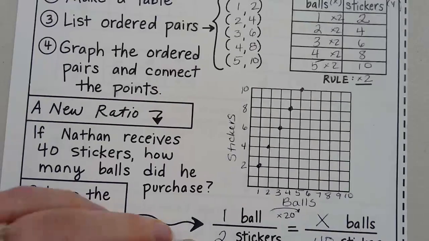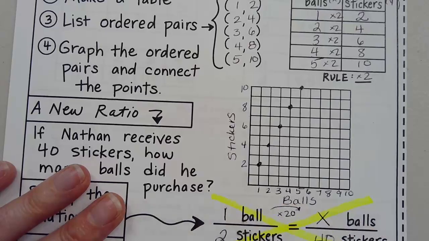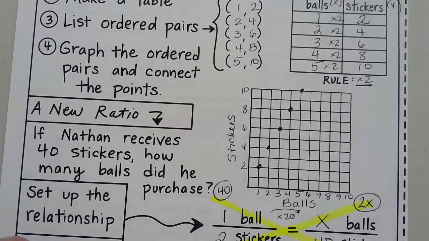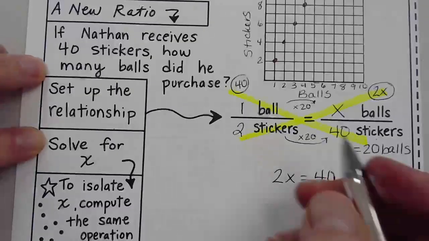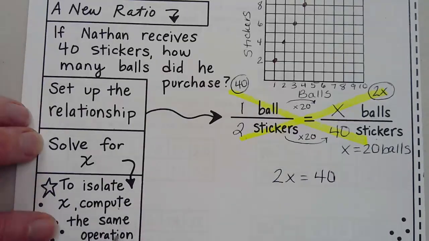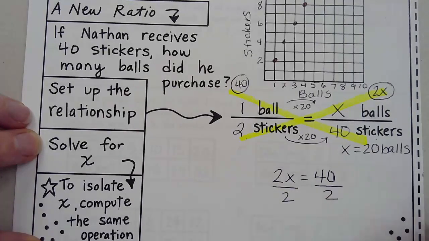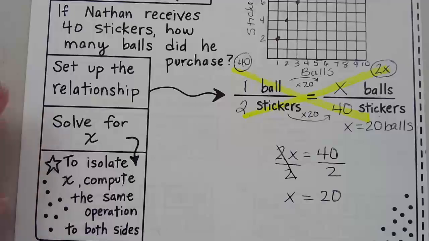The other thing I could do is use the cross products that we talked about in class, because we know this is a proportion, and we know 2 times X would be 2X. And then if I multiply 40 times 1, it would be 40. And so then I could set up that 2X equals 40. Notice it says to solve for X. And if I'm solving for X, I want to isolate X and do the same operation to both sides. So because it's multiplication, the inverse of that is division. I divide both sides by 2, and X would give me 20 that way. So I could get the answer either way.